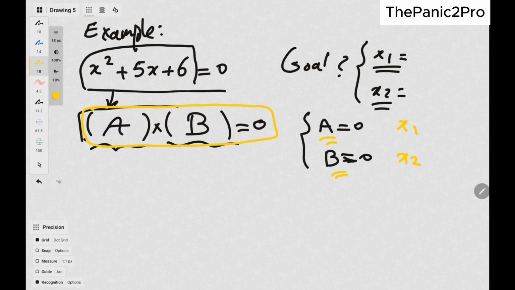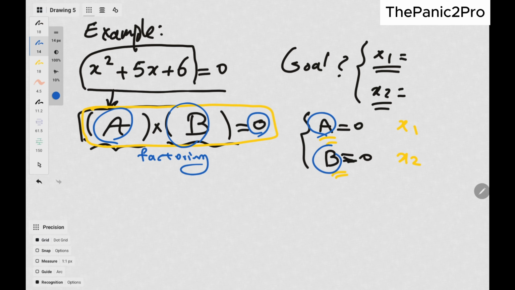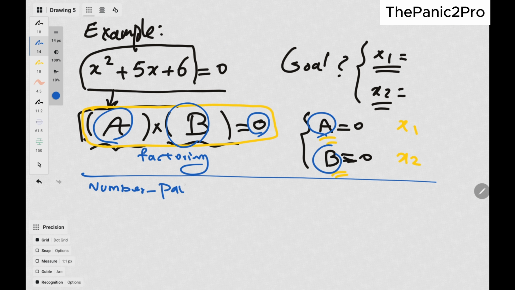And how can we do that? This is called factoring, because we have two terms multiplied, and this 0 helps us, right? So now the goal is: what are a and b? There is a method called number pair. And what is number pair?